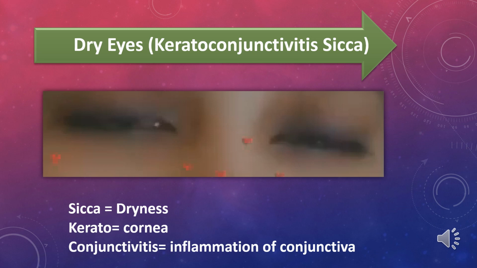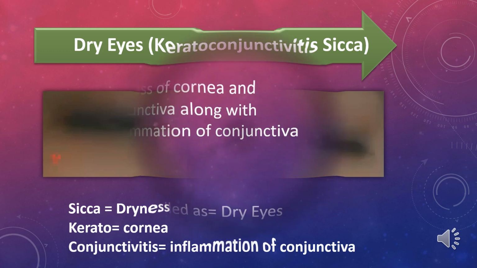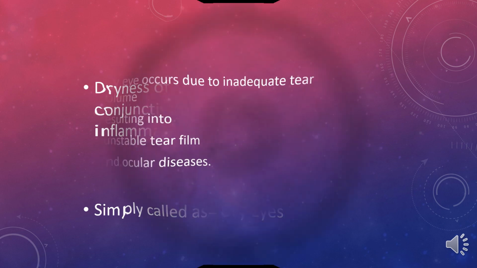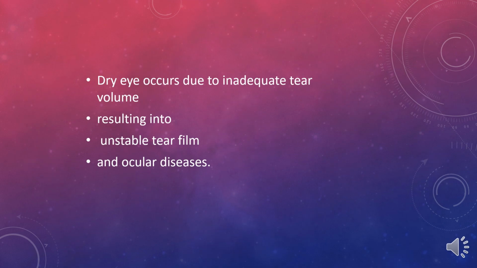First of all, let's discuss what is dry eye. It is also called keratoconjunctivitis sicca. Sicca simply means dryness, whereas kerato means cornea, and conjunctivitis is the inflammation of the conjunctiva. So it refers to the dryness of the cornea and conjunctiva along with inflammation of the conjunctiva, simply called dry eye. It can occur due to inadequate tear volume, resulting in an unstable tear film and ocular diseases.